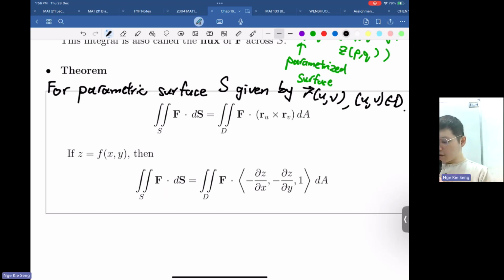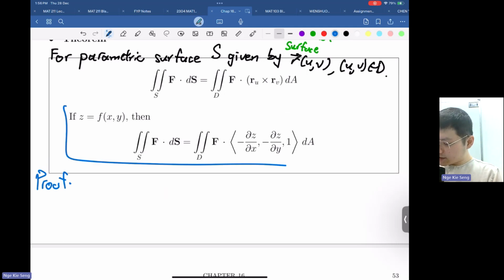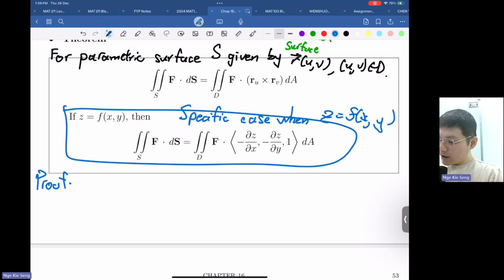Okay, so how is this derived? Let's prove it. Here are also specific cases. When z equals f(x, y), you can try to derive it yourself. But what is important is the first line here. The general one is more important.